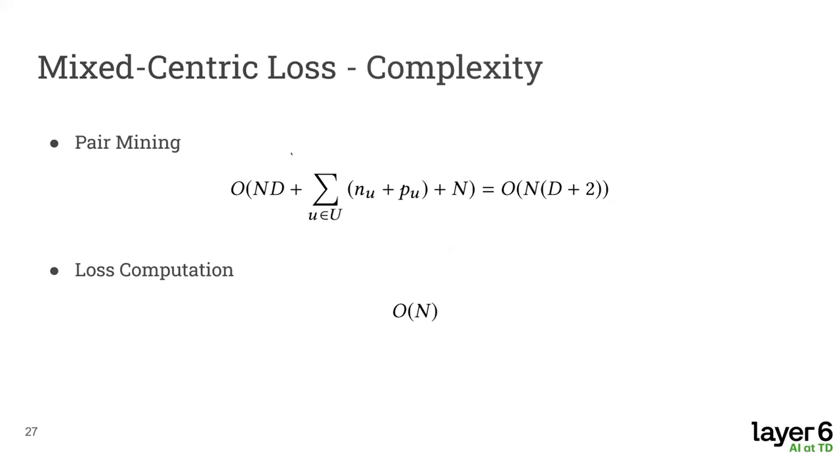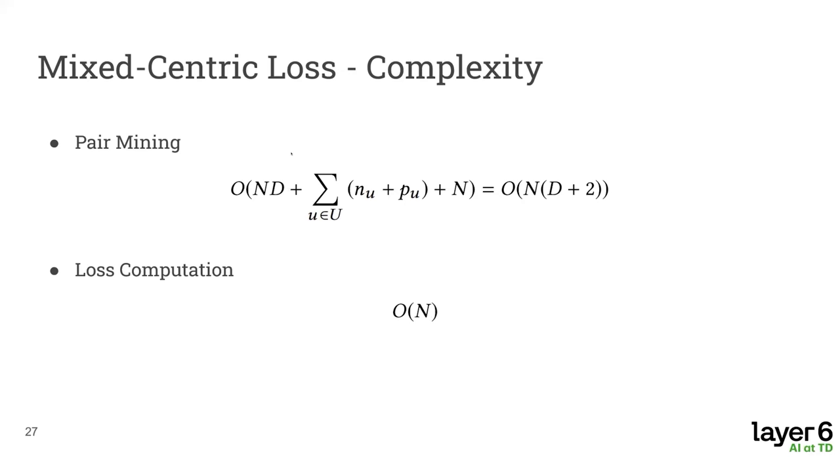The time complexity of MCL can be split into two parts, pair mining and loss computation. To perform pair mining, we need to compute the scores for all the relevant pairs, which gives a complexity of O(ND), where N is the total number of sampled pairs across all the users, and D is the embedding dimension. Then we need to compare the scores to find the closest negative pair and the furthest positive pair for each user, which gives an additional cost of NU plus PU per user, where NU is the number of negative pairs sampled for this user, and PU is the number of positive pairs. The rest of the computation is spent on selecting the positive and negative pairs via the comparisons, which adds an additional N comparisons.